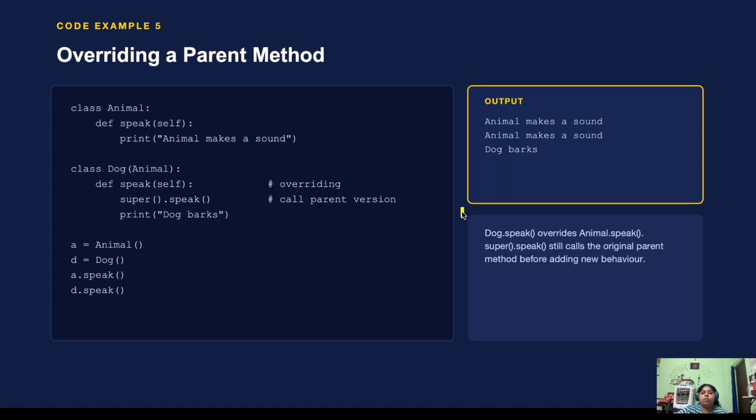Let's talk about overriding a parent method. See, you put the parent method and you're putting super and all of that in it. Both have speak behaving differently, and that's how it is overriding, because in animal it says it makes a sound, and in dog it says it barks.